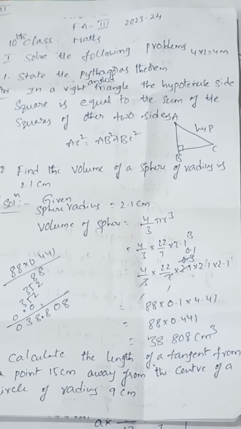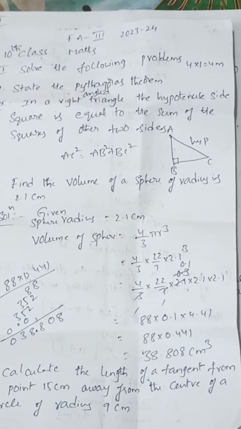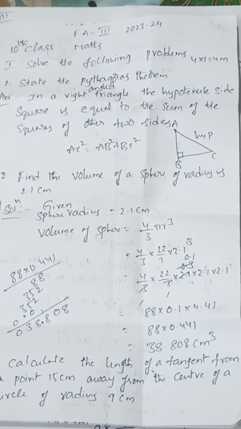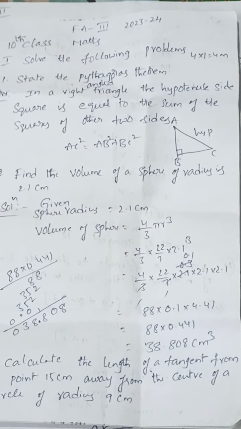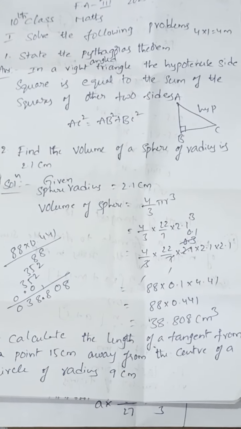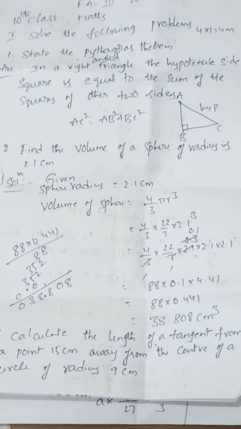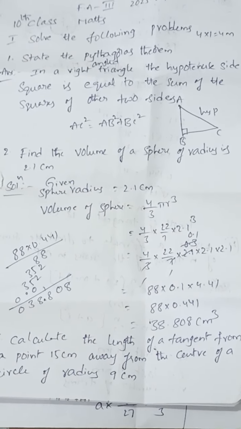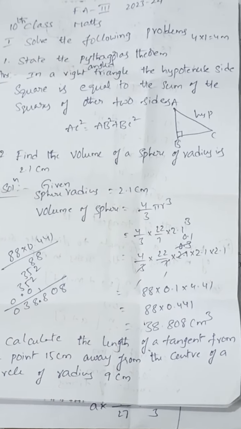First one, solve the following problems, state the Pythagoras theorem. So in a right angle triangle, the hypotenuse side square is equal to the sum of the squares of the other two sides. So hypotenuse means what? The side which is opposite to 90 degrees, that is called hypotenuse.